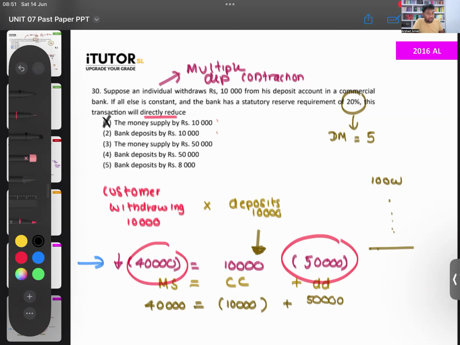Directly reduce bank deposits by 10? No. Here when they say bank deposits, they're talking about the entire banking system's bank deposits. The money supply by 50? No, money supply will go by 40. The bank deposits by 50? Could be your answer, with a reserve condition. Sorry, they are asking for direct reduce also. Give me a second. Okay, what did you all go with as an answer? You'll go with 4. I missed the word directly here.